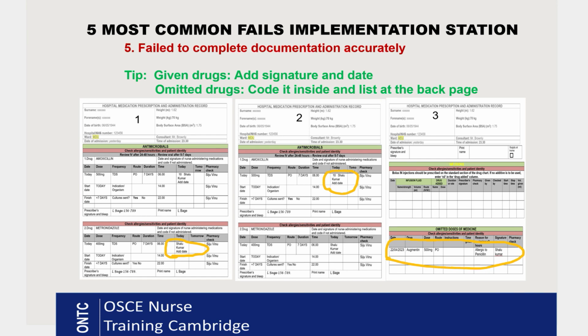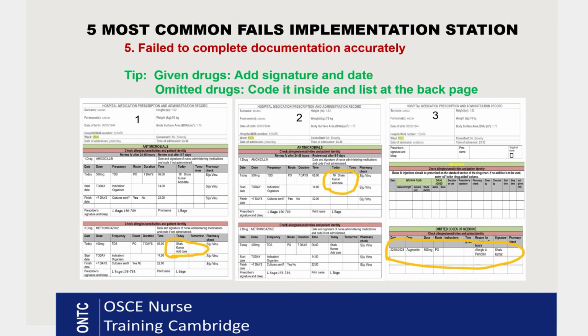So that's really important. Coming to number 5 now, which is failure to complete documentation accurately. Now that has been again a very common fail in this station, that you have not completed your documentation, especially for your omitted drugs and your given drugs.